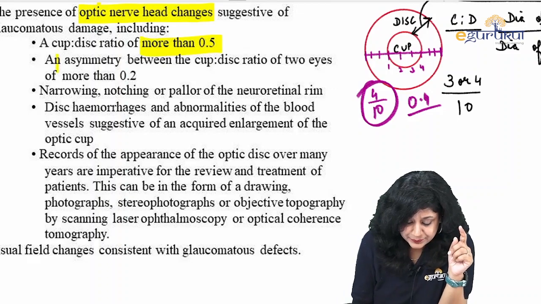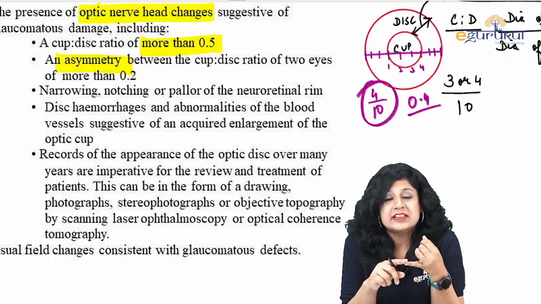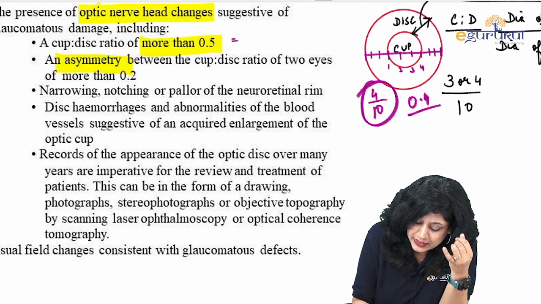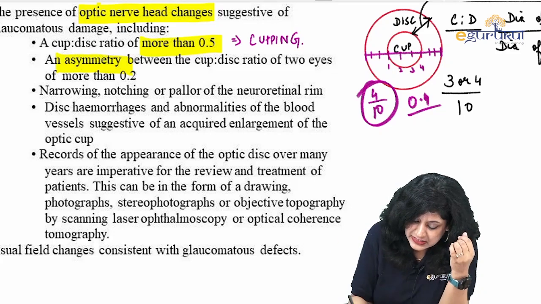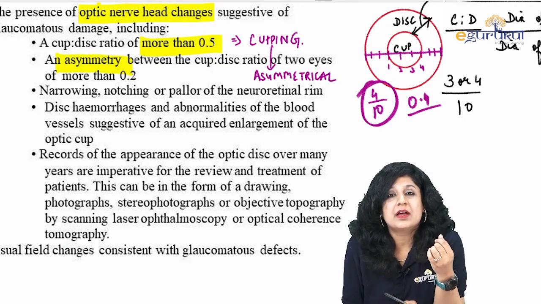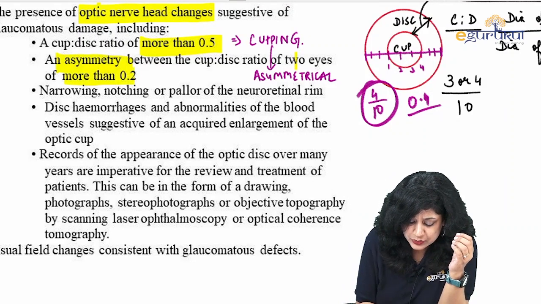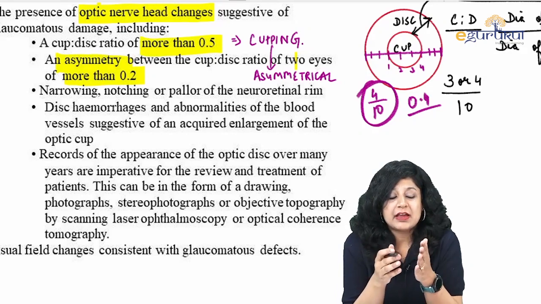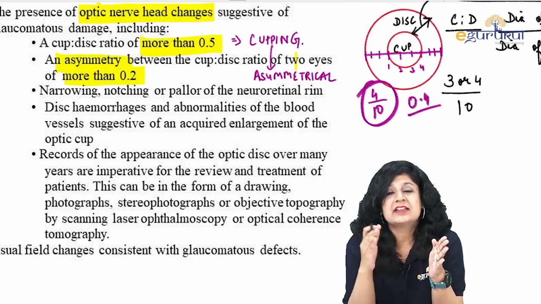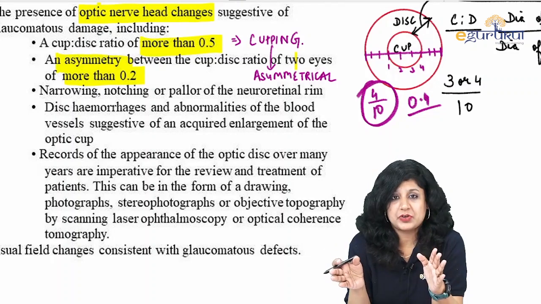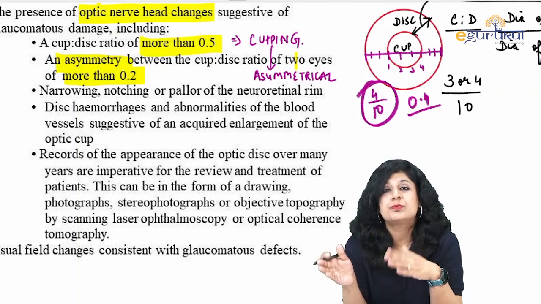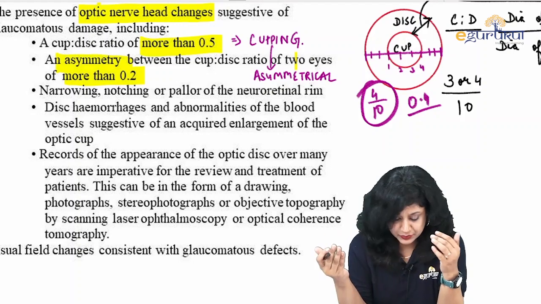Then asymmetry. Whenever there is an increase in the CD ratio, then this is actually called as cupping. Increase in the CD ratio is called as a cupping, and this cupping is actually asymmetrical. Asymmetrical cupping means when I have got difference between the two eyes, that should be more than 0.2. That means if one eye is having 0.6 and another is having 0.9, then it is considered to be asymmetrical. But if one is having 0.6 and one is having 0.7, that will not be considered to be asymmetrical.